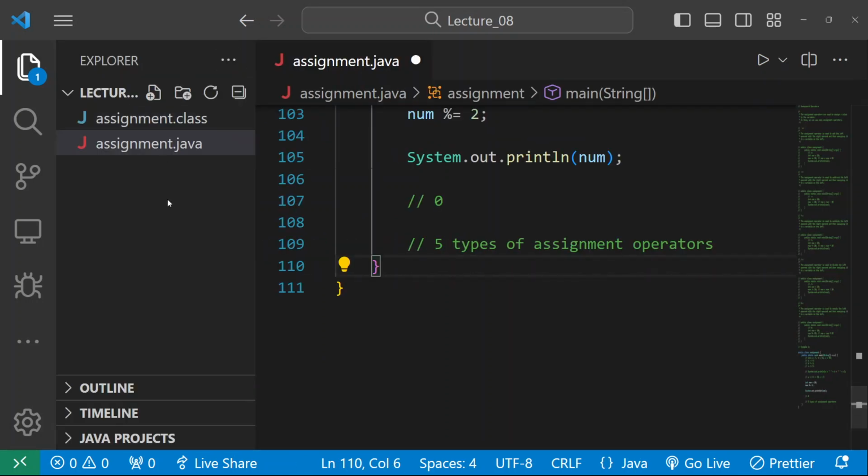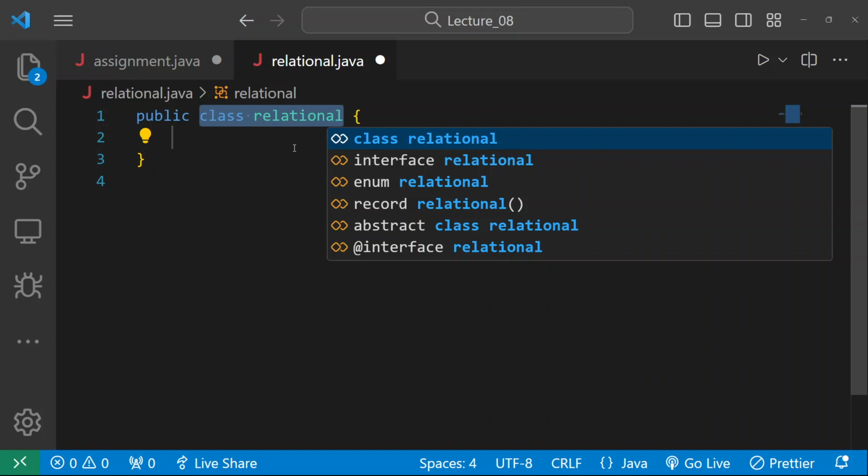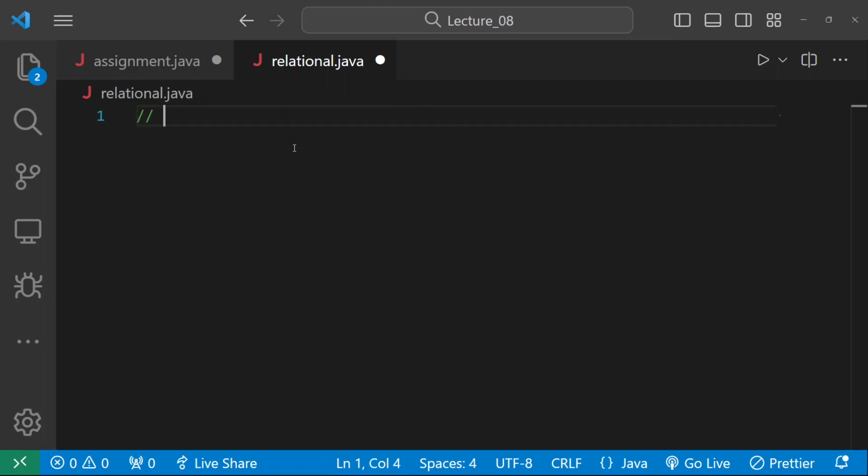That is your relational operators. We have finished with the assignment operators, and now we will start with the relational ones. By the name relational, what do you think it will be? Don't worry, just think. What do you mean by the relational operator? If you have heard it, what do you mean by the relational operator? Anyone?